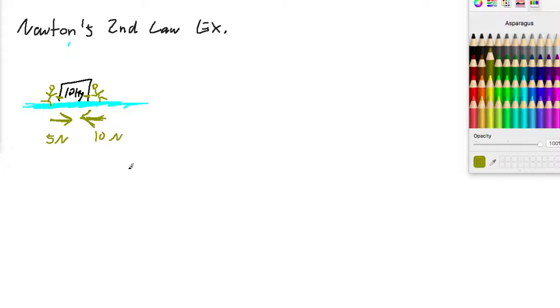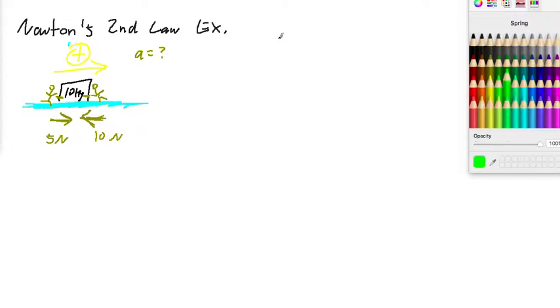Now, the problem can ask you, what is the acceleration of the box? And where is it going? The first thing you have to do for this type of problem is define an axis. Define if going to the right or going to the left is positive. I'm going to say let's go to the right as positive. Now that our axis is defined, we can start working with numbers.